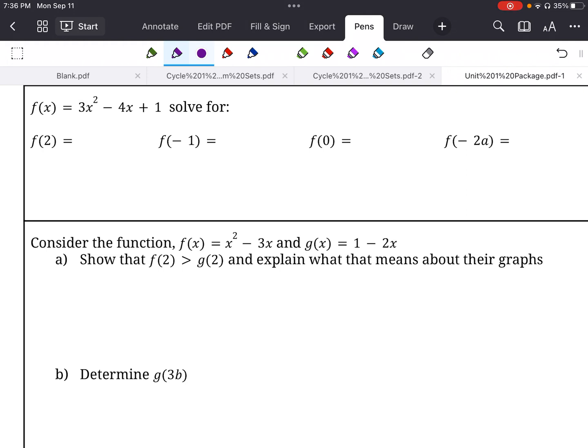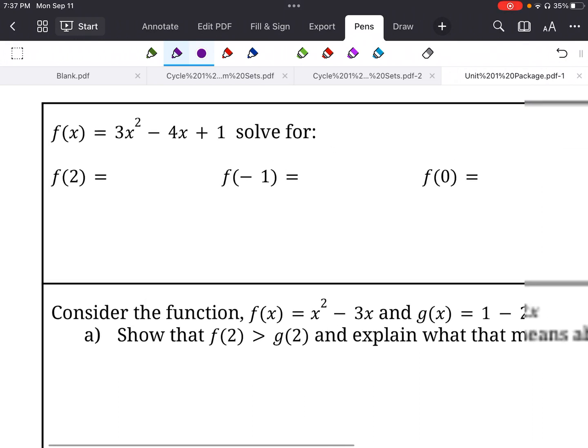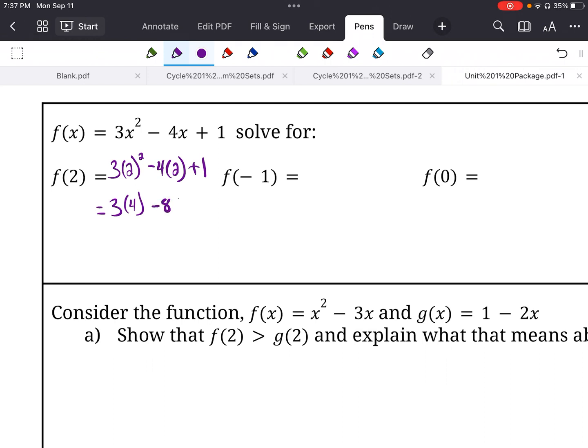So the first one says f and now a 2 in the bracket. So the 2 replaced the x from the original function. That means we're going to replace each of the x's in the function with the number 2. So it's telling us what specific x value to use. We're going to work this out, so we use some BEDMAS, and we get 12 minus 8 plus 1, which is 5. So in this equation, when we have an x value of 2, the solution will be 5.